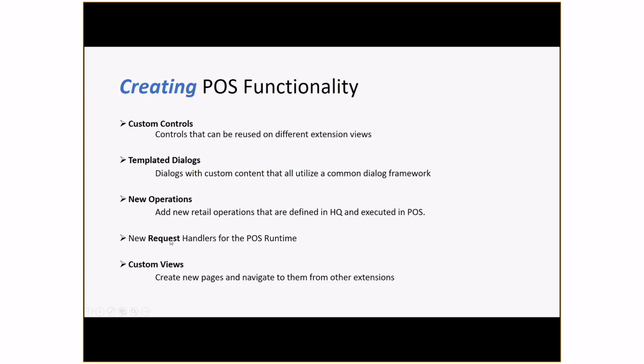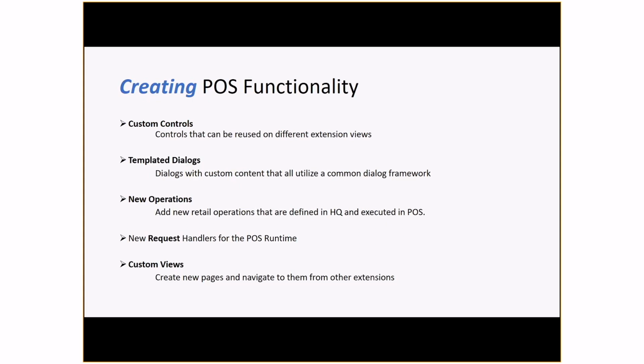Similarly, you can do your own request handler for the POS runtime. For example, you implement a data service in CRT, which you want to consume in different places of your extension. What you can do is add it as a request response so that you can consume it in any of your extensions. And also, to consume the retail server, the CRT APIs or something, you will add a new request handler, and then using the POS runtime.execute, you can consume it.